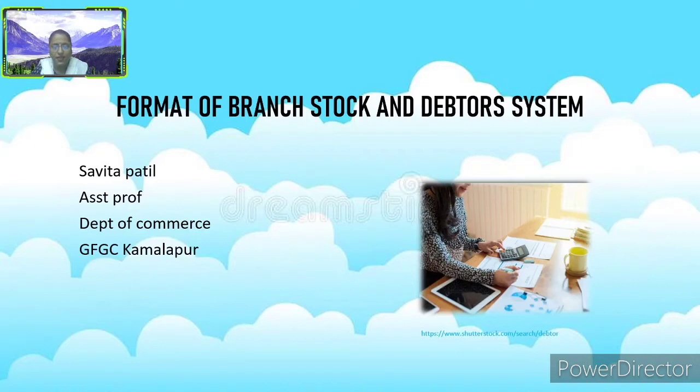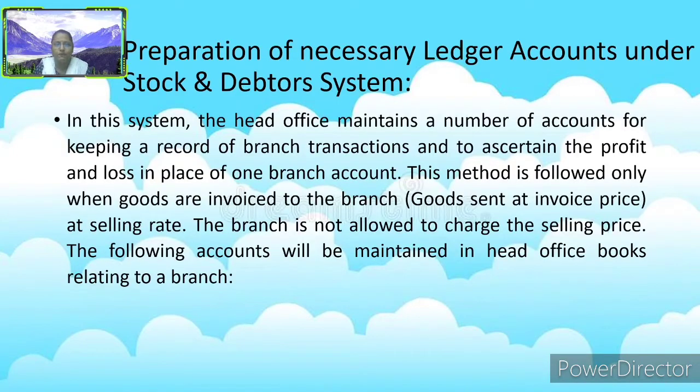In my previous class, we discussed the branch account and the branch debtors account, the first method under the branch account. Today we shall discuss the second most important, that is the format of the branch stock and debtors system. Under the stock and debtors system, we shall discuss the various accounts, how they are maintained, and what is the format of the different types of accounts. Let us see the preparation of the necessary ledger accounts under the stock and debtors system, that is, what are the various accounts maintained under this system.